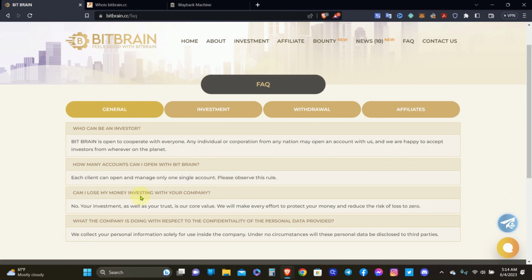It says, "Can I lose my money investing with your company?" It says, "No, your investment as well as your trust is our core value. We will make every effort to protect your money and reduce the risk of loss to zero." Oh man, you're guaranteeing that I will never lose my money?